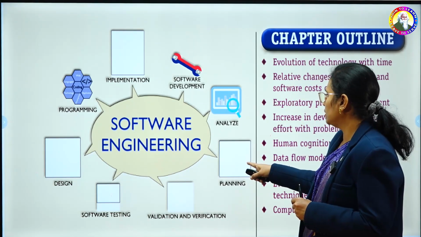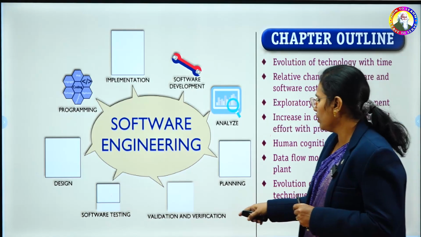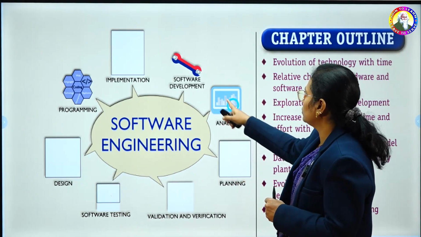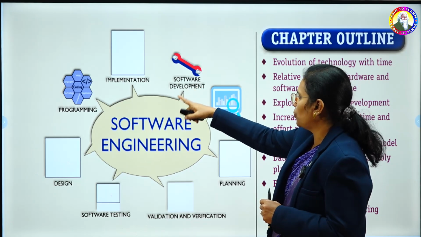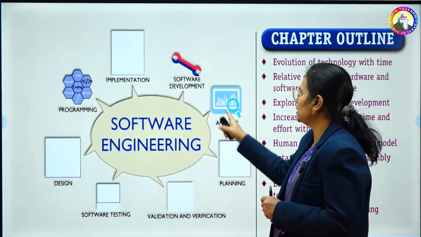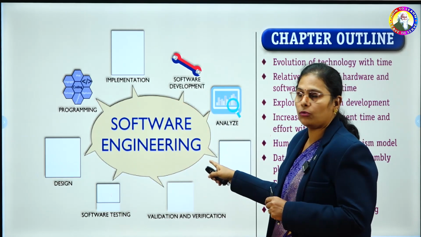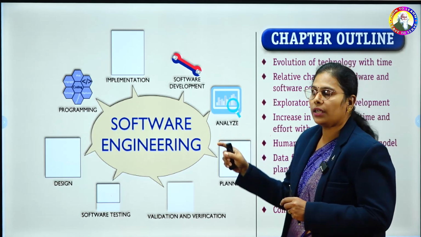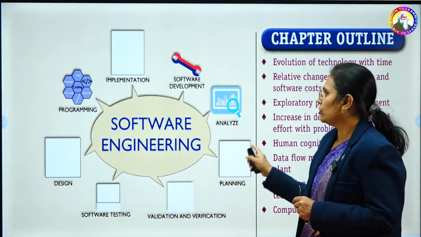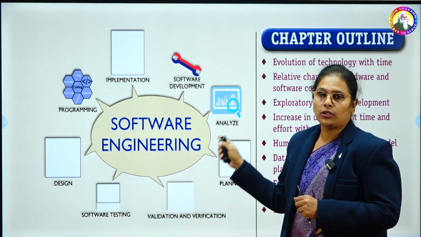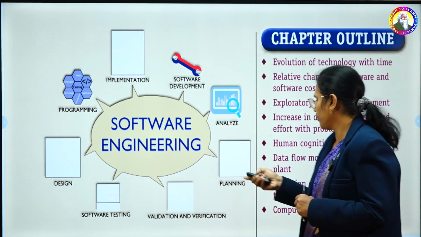Then after planning, you have to analyze the plan. Then come software development, implementation, programming, designing, software testing, validation and verification. These are all the different steps that should be involved. Together, these steps form the entire process. This is very important in order to develop a software project or a software product.